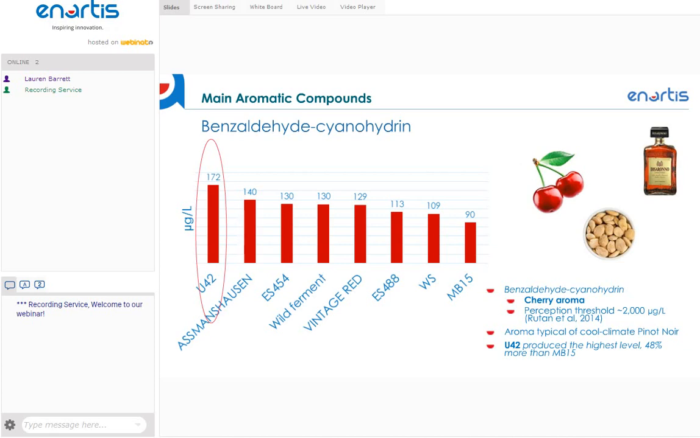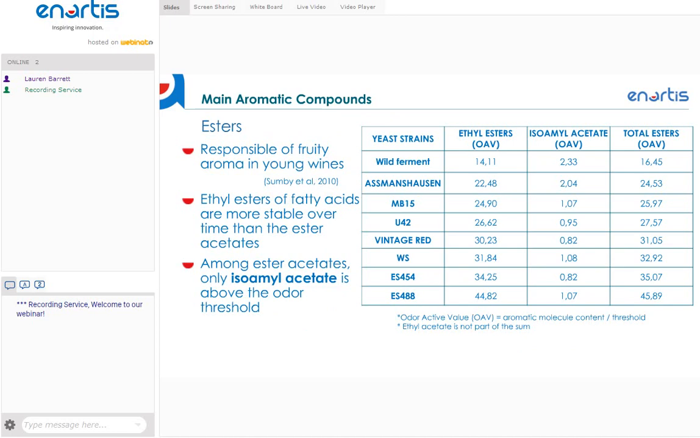Now, esters are a fermentation aroma compound produced by yeast, and they're responsible for this young fruity aroma in young wines. They're relatively unstable, but it's an important consideration for elaborating young wines. Ethyl esters of fatty acids are more stable over time than esters of acetates, and the only acetate ester that was above the threshold in our fermentation was isoamyl acetate, which is a classic banana candy aroma.